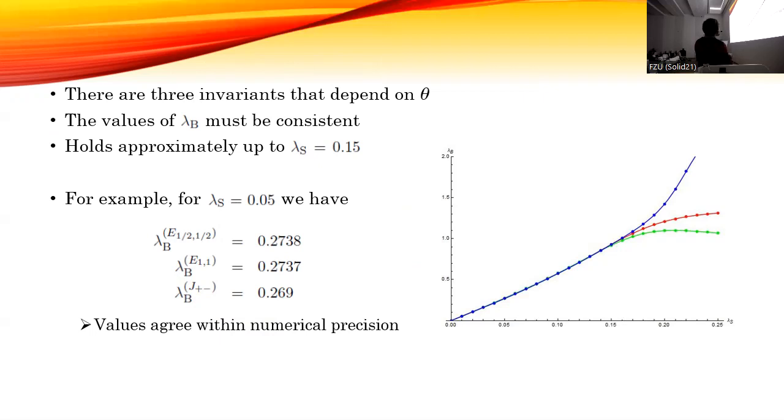And here is a plot of the dependence of the two marginal parameters. There are three curves. You can see up to, let's say, somewhere here, they agree quite well. And then each of them goes in a different direction, which suggests inconsistency of the solution.